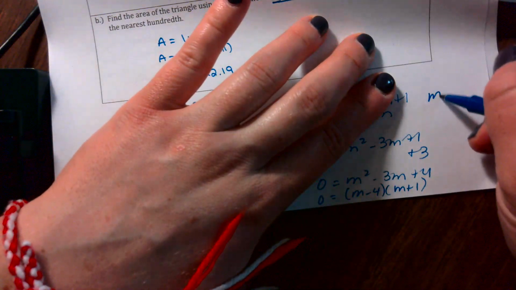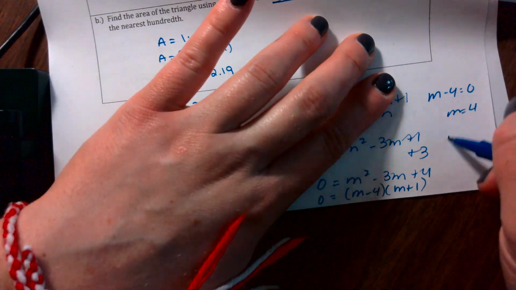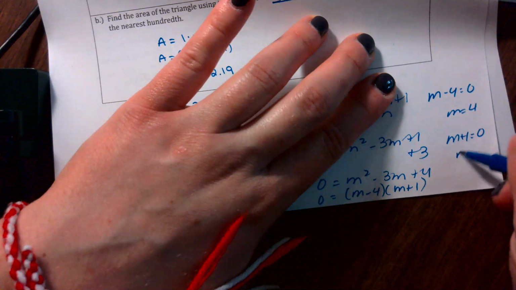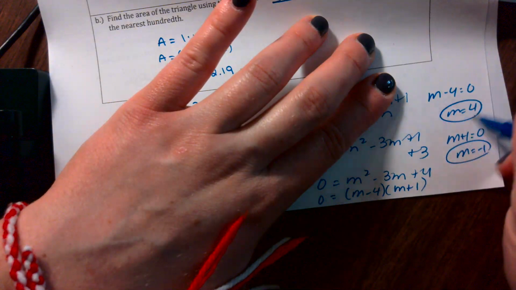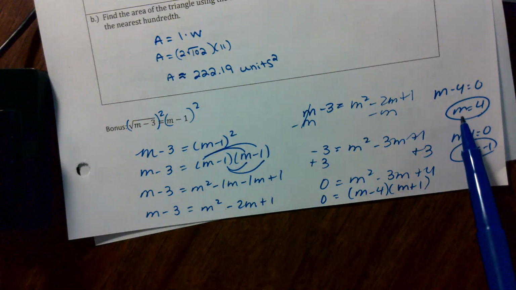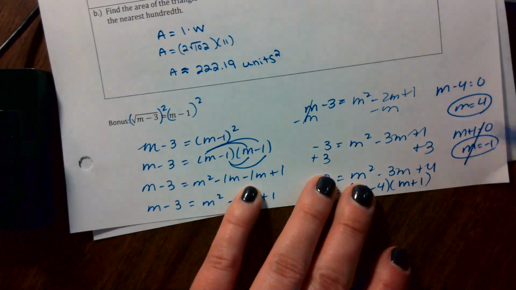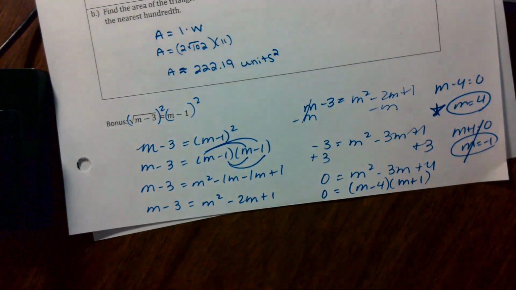Then you're going to set each piece equal to 0, and you're going to get m equals 4, and m equals -1. When you plug them back in, though, the 4 will work, the -1 will not. So this is your answer. Okay, and that is your review.